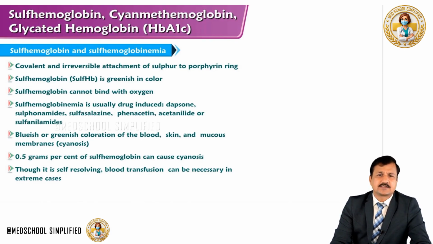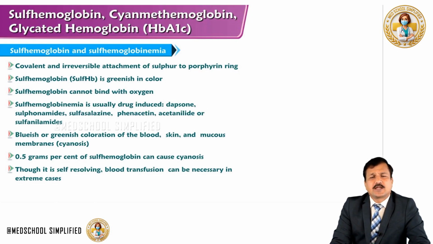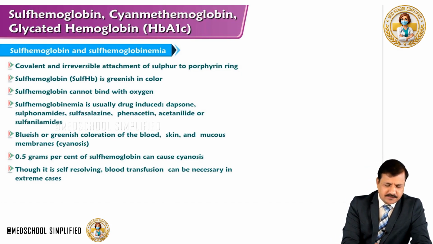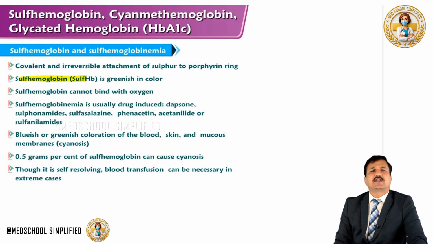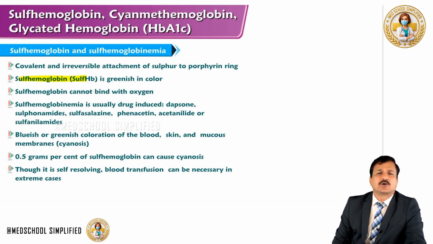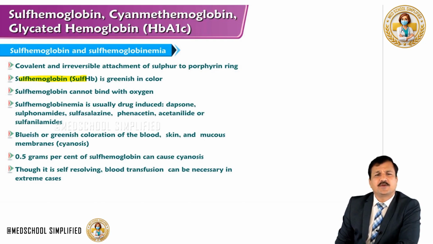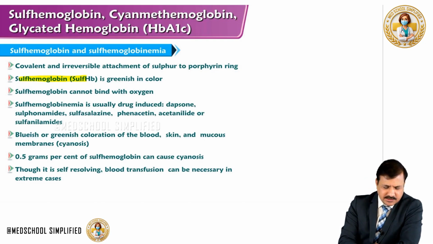Sulfhemoglobin and sulfhemoglobinemia. Sulfhemoglobin is the covalent and irreversible attachment of sulfur to the porphyrin ring. Because of this attachment of sulfur to the porphyrin ring, it leads to a greenish coloration of the hemoglobin molecule. And sulfhemoglobin cannot bind with oxygen.